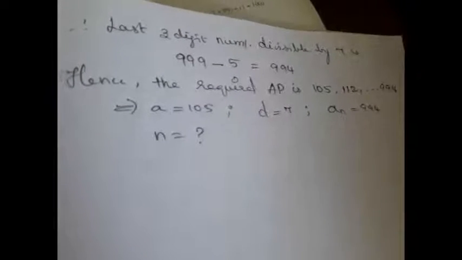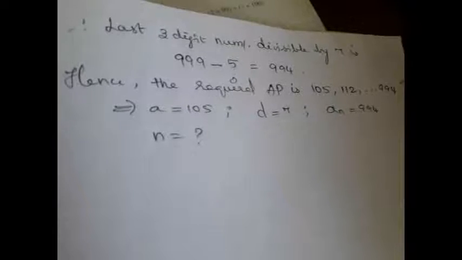To find the last term, what we did was divide the greatest 3-digit number by 7 to check whether it is divisible by 7 or not. But it is not divisible since we got a remainder 5. Then we subtracted that remainder from the 3-digit number to get our last 3-digit number divisible by 7. Hence the required AP is now 105, plus 7 which is 112, likewise it goes on till 994. So thus we obtained our A, D and AN.